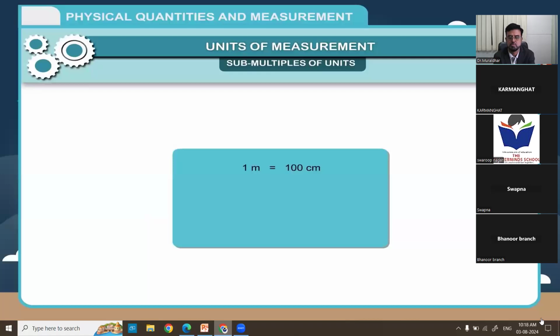1 meter is equal to 100 centimeters. 1 meter is equal to 1000 millimeters. 1 centimeter is equal to 10 millimeter.